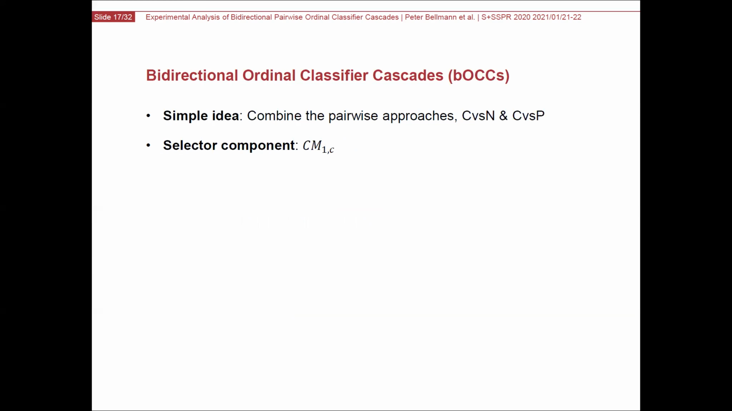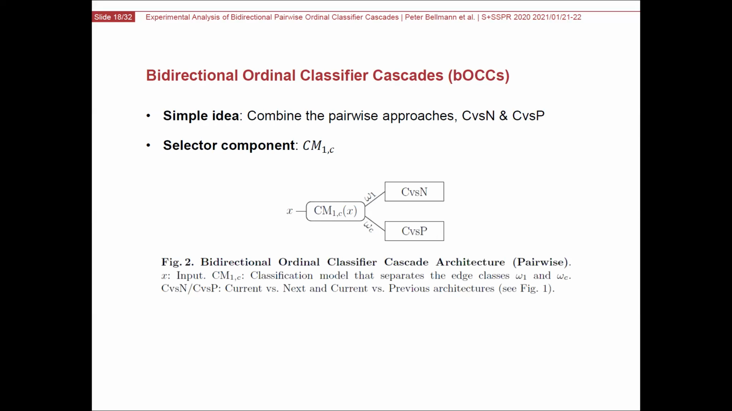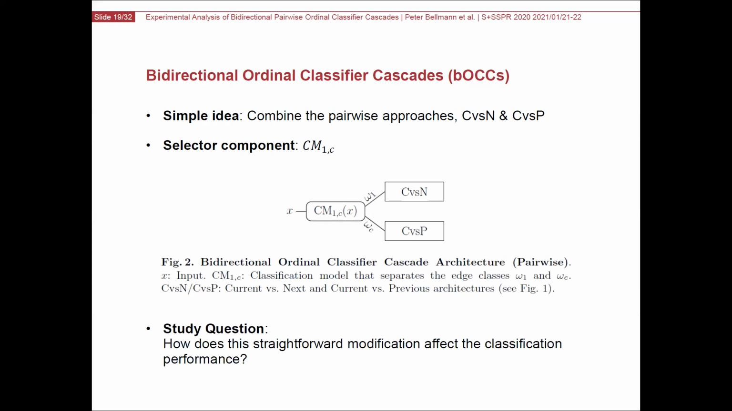The simple idea for the bidirectional architecture is to combine both sequences, current versus next and current versus previous. To this end, we include the selector component CM1C, which is trained to separate the edge classes. If the current input is more similar to the edge class omega 1, proceed with the current versus next approach. Otherwise, proceed with the current versus previous approach. The study question was, how does this straightforward modification affect the classification performance?